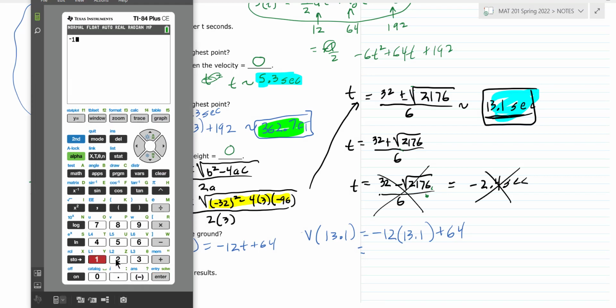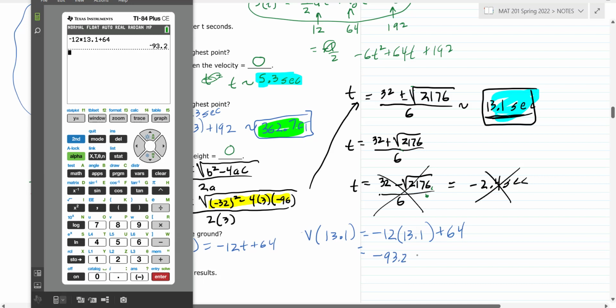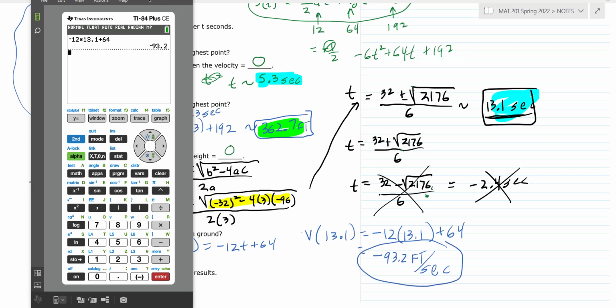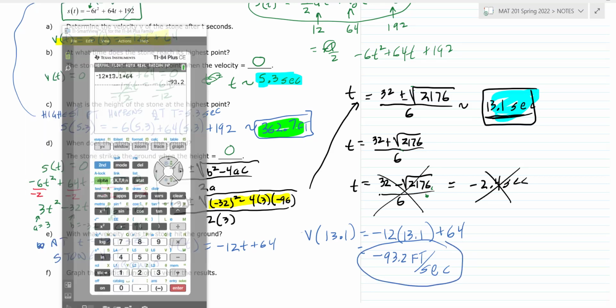So let's see, we have negative 12 times 13.1 plus 64. And that will give me about negative 93.2 feet per second. Okay, if you read the problem, it told you that the displacement was in feet and the time was in seconds.